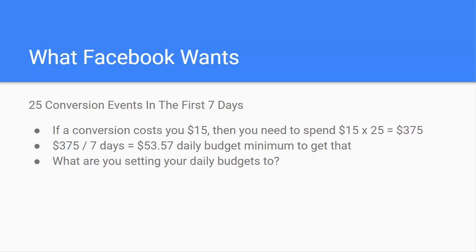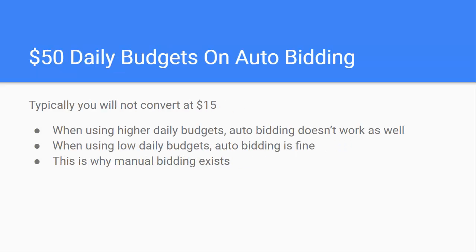We're talking about manual bidding here because this is when you're a little bit more advanced and you want to scale things up. Okay, so it does have its place. It's just this is what Facebook really wants. So if you have $50 daily budgets on auto bidding, typically you won't convert at $15 because Facebook doesn't seem to give you the conversions.